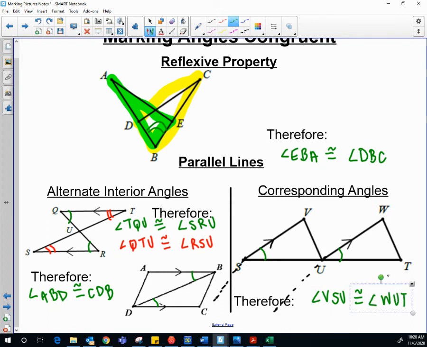Okay, and so that's what you get when you're having to either be implied what's being marked or they're going to give you what's marked. And so this is going to be very important that you actually mark your pictures for what we're going to do later on. Okay, and that's it.